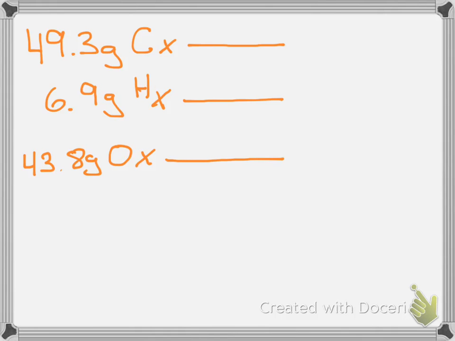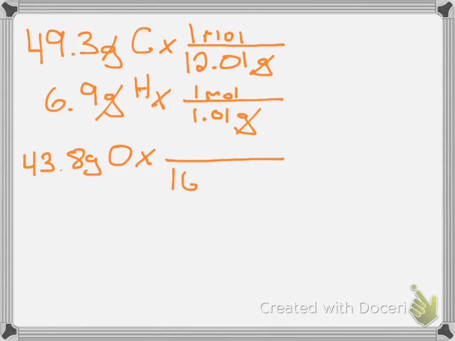Carbon's molar mass is 12.01, so I'm going to put that here on the bottom of my unit analysis, over 1 mole, so that the grams cancel out. Grams gone, grams gone. Hydrogen is 1.01, put that on the bottom for 1 mole. Grams gone, grams gone. And oxygen is 16.00 grams over 1 mole. Again, grams gone, grams gone.